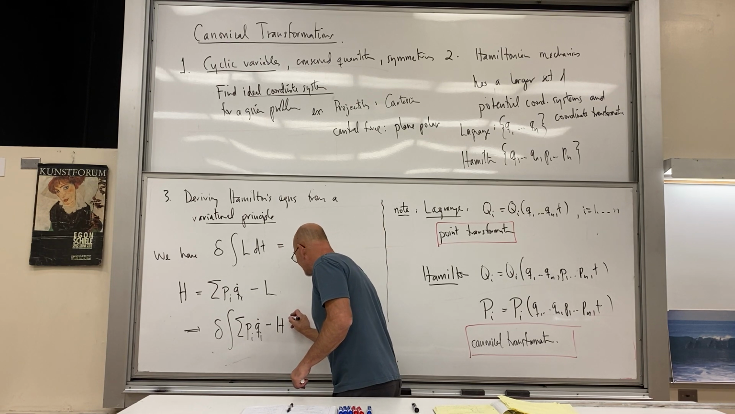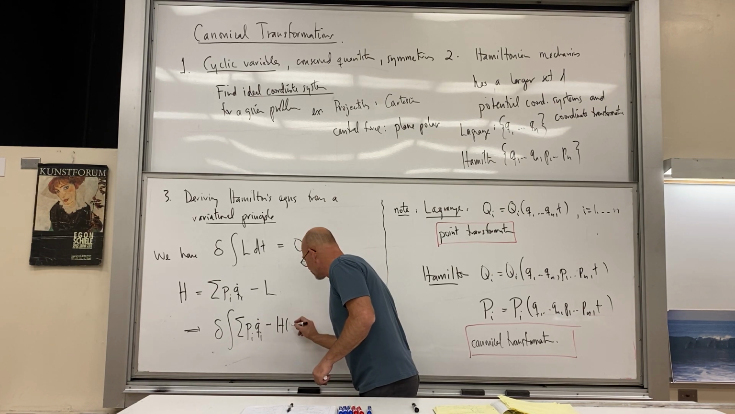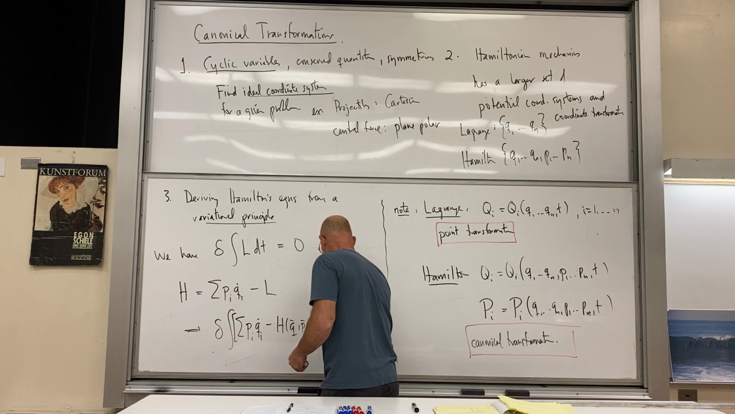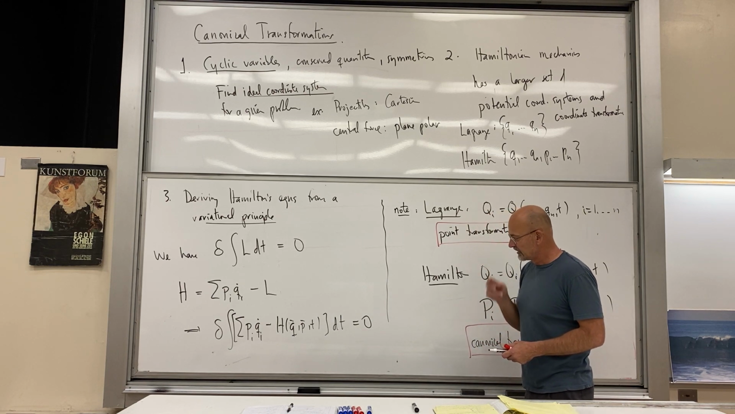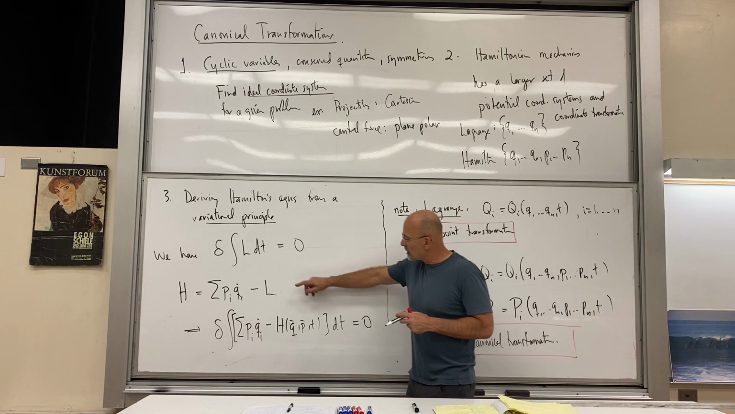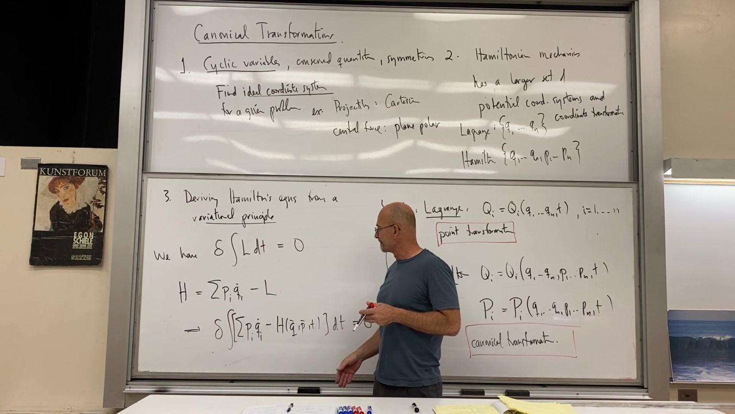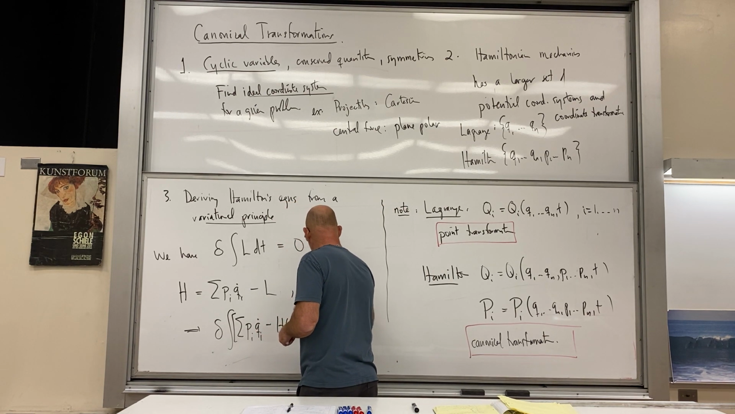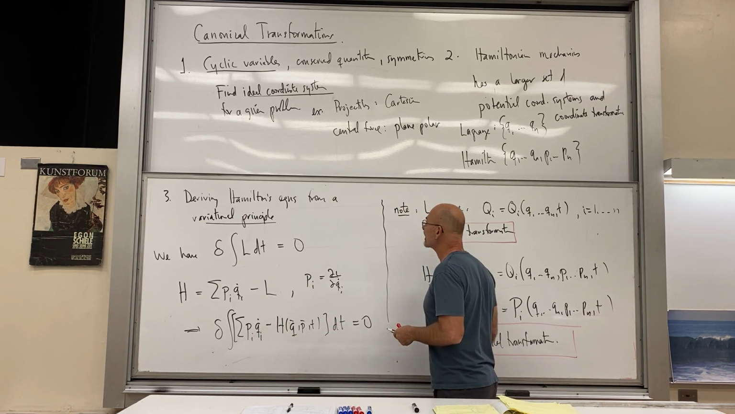and we're going to write this Q, I'll just write it as the vector. H of Q and P and T, dt. So we're taking this alternate form of the Lagrangian. Well, it assumes that we know that P sub i is dL by dQ_i dot, which we do.